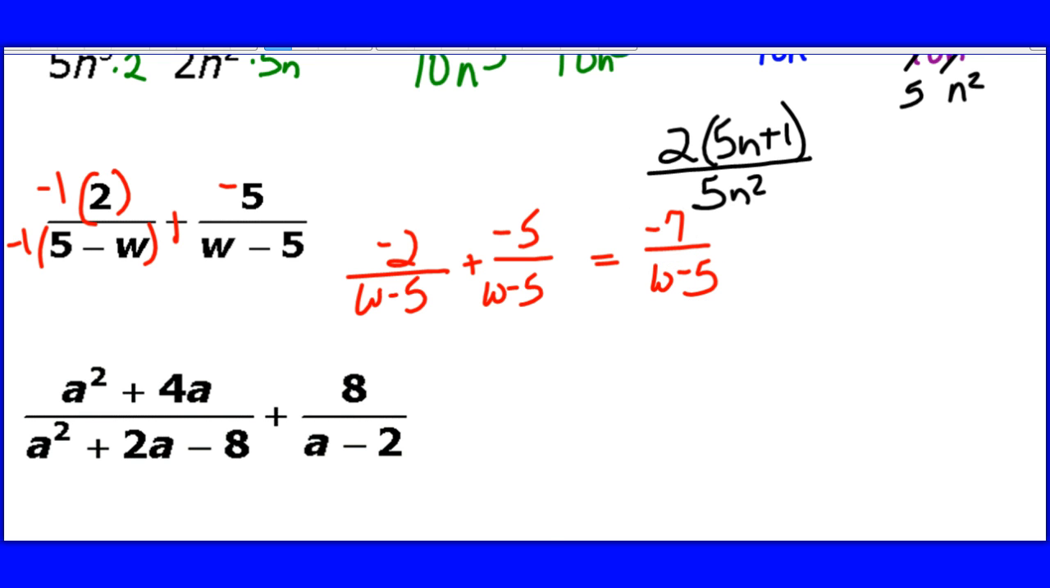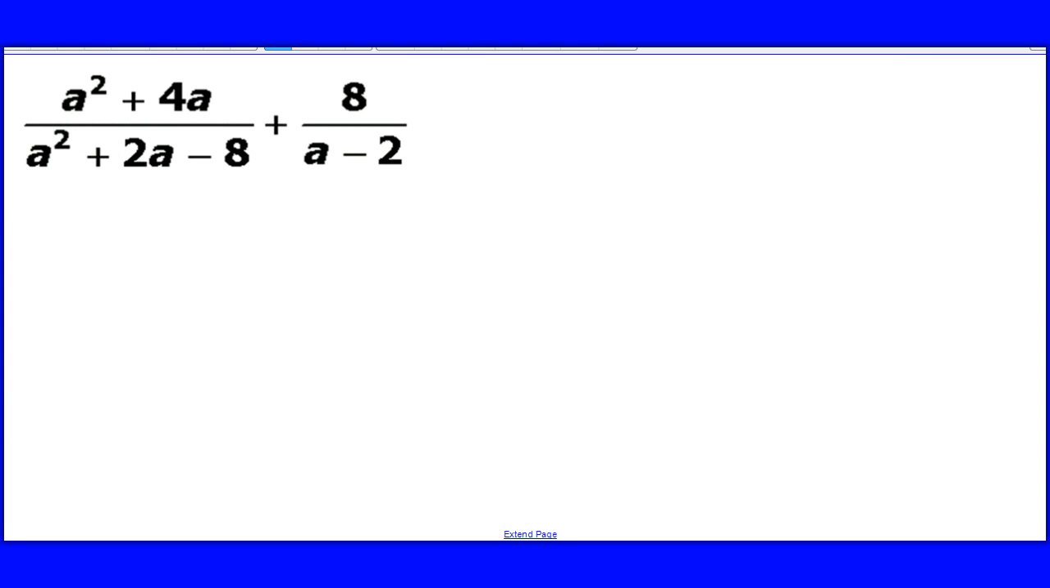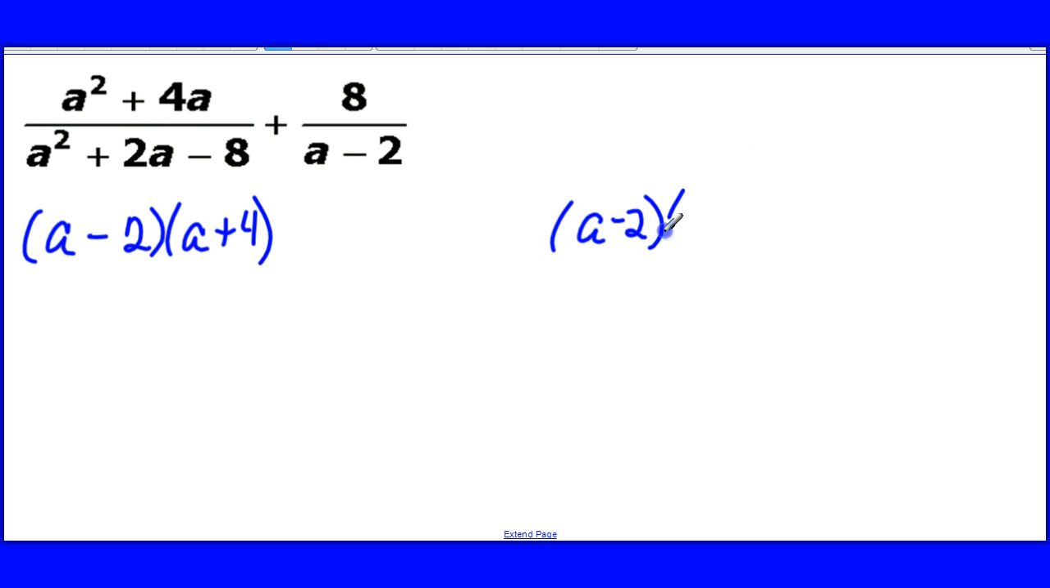Okay? And just again, remember, in order to be able to find a common denominator, I have to see what factors they have in common, which means it would have to be factored. So this is going to be a minus 2 times a plus 4. This one's already a minus 2. So what do they have in common here? A minus 2. And what do they have that's not in common is an a plus 4. So that's going to be my common denominator.